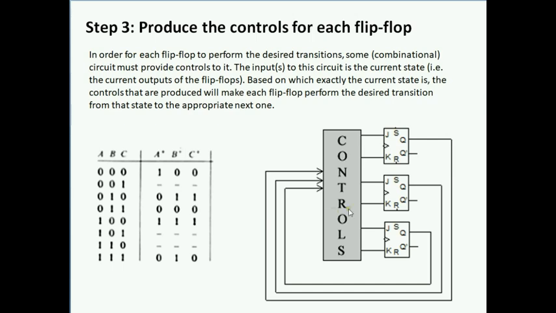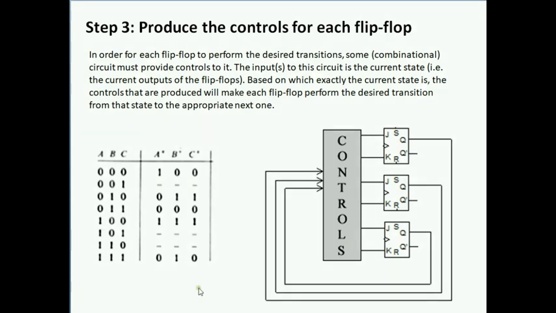The control circuit right here will receive this as input, and what you expect it to do is to produce outputs that will control the flip-flops. In other words, it will produce the J and K controls to each one of the flip-flops in such a way so that when this is a particular current state, these controls will make these flip-flops go to the next desired state as per the transition table. So this is what we're after. This is the overall design of the system that we're after.